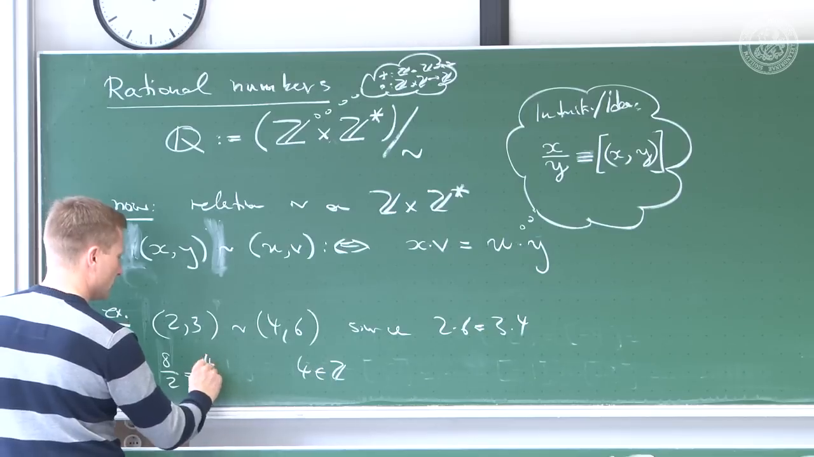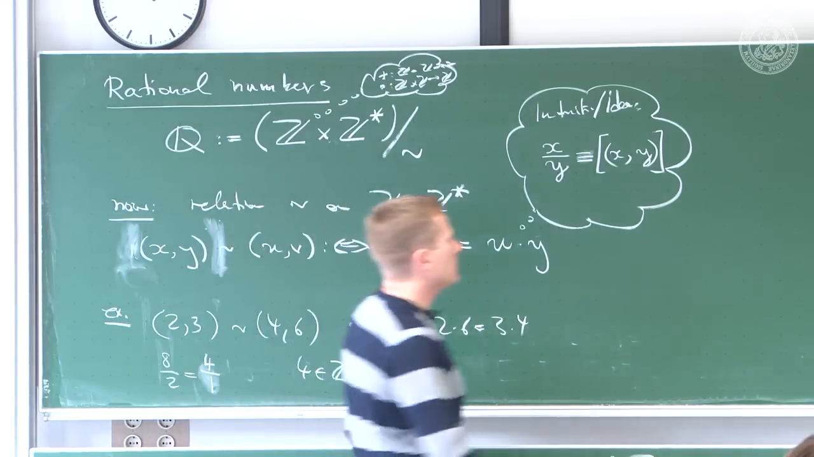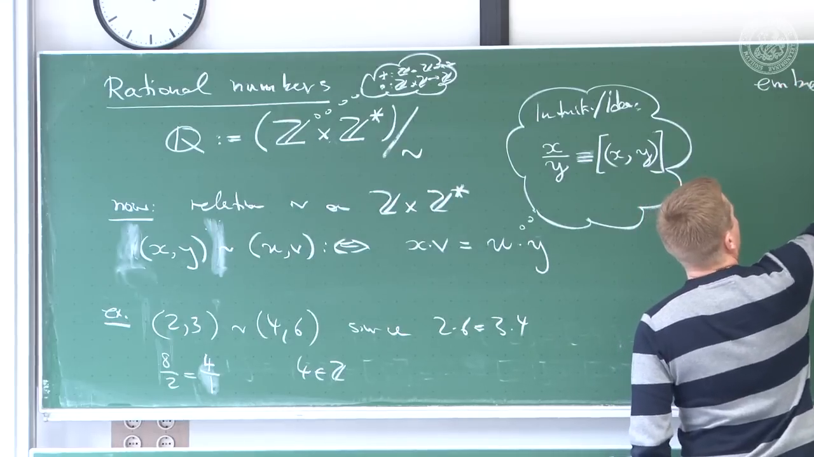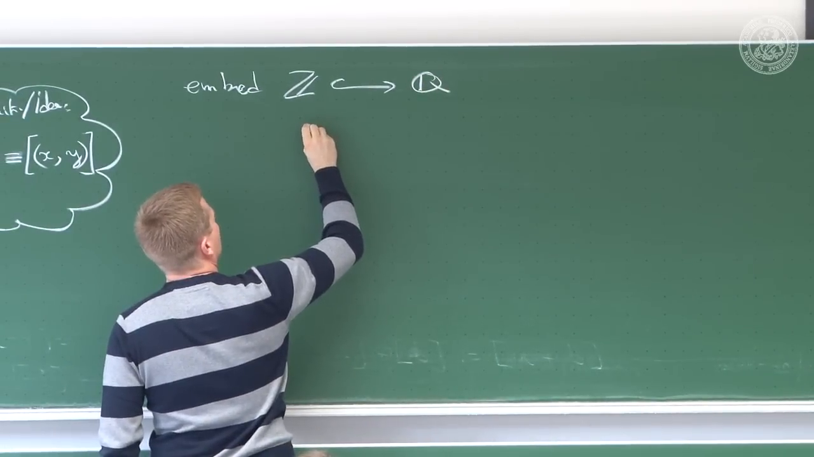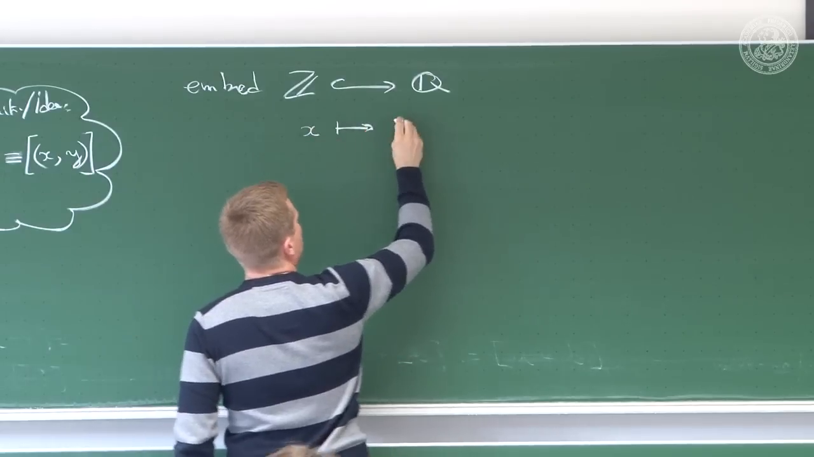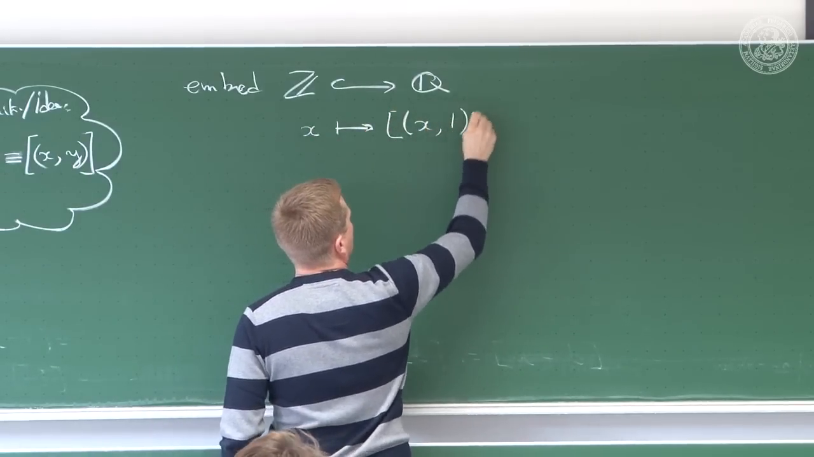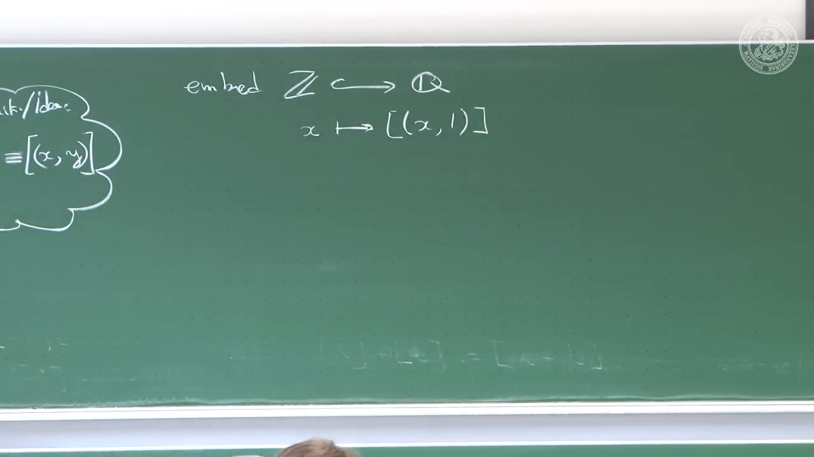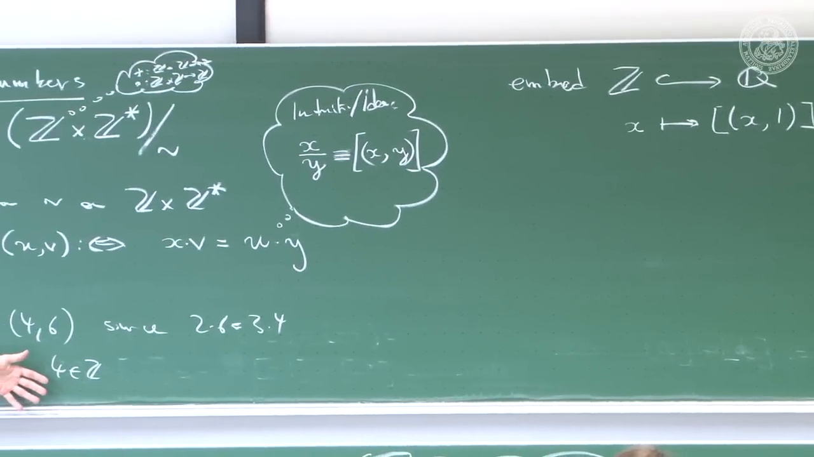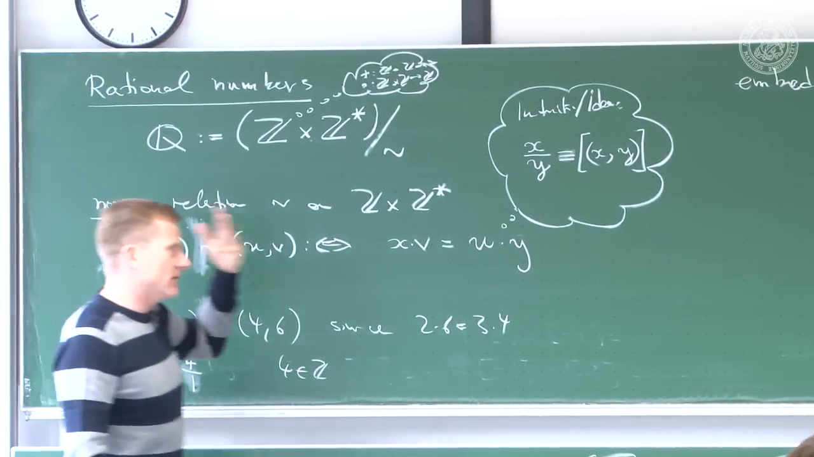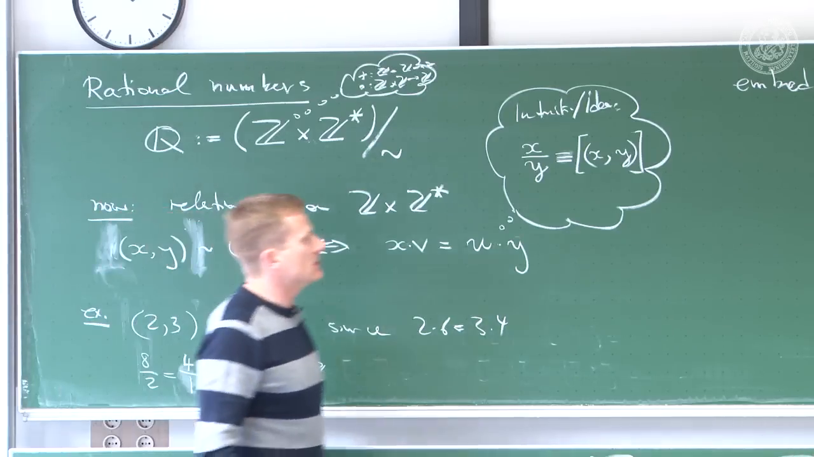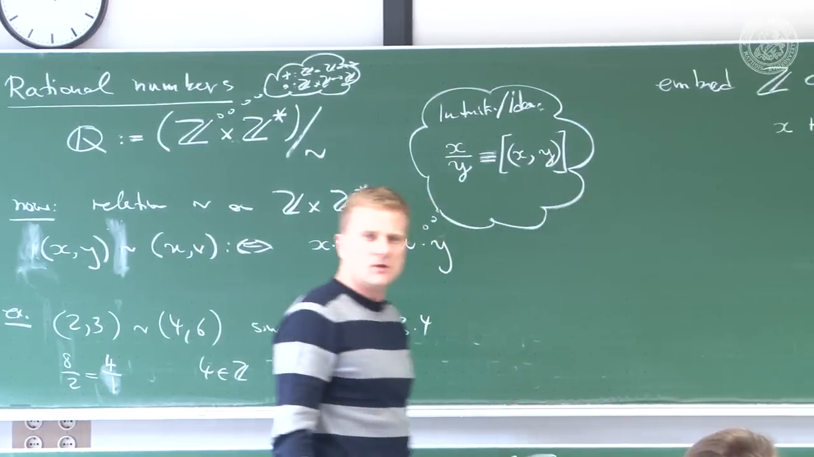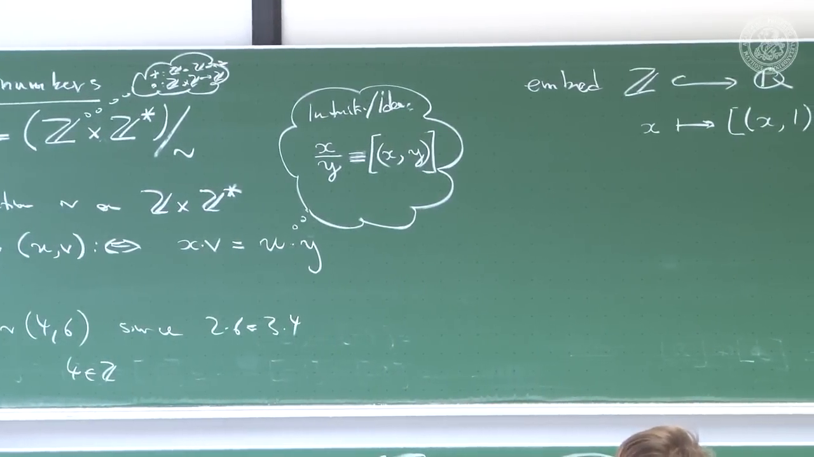Well, it's the same as the fraction 4 over 1, and if you wish, you can embed the integers into the rationals by saying an integer x is now being represented by x comma 1, by x over 1, if you wish. So you do not know that 4 over 1 is the integer 4. 4 over 1 is 4 over 1. And then we have this idea: whenever we achieve to get a 1 down here, then we identify it with this integer, and that's this embedding here. It's very much like with the minus signs before.